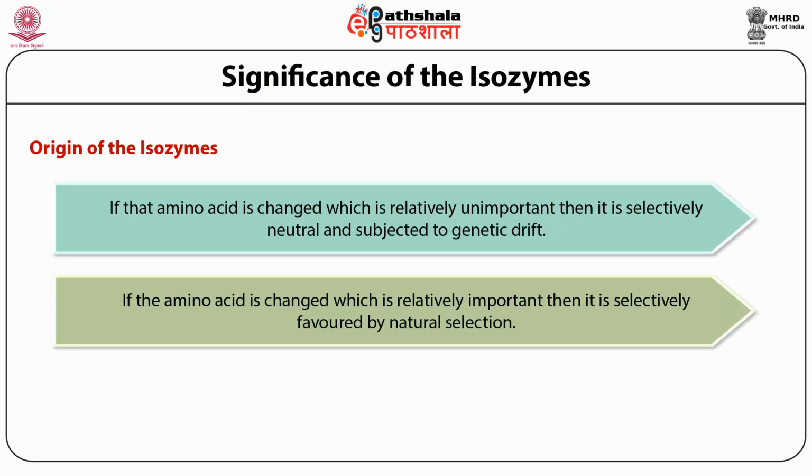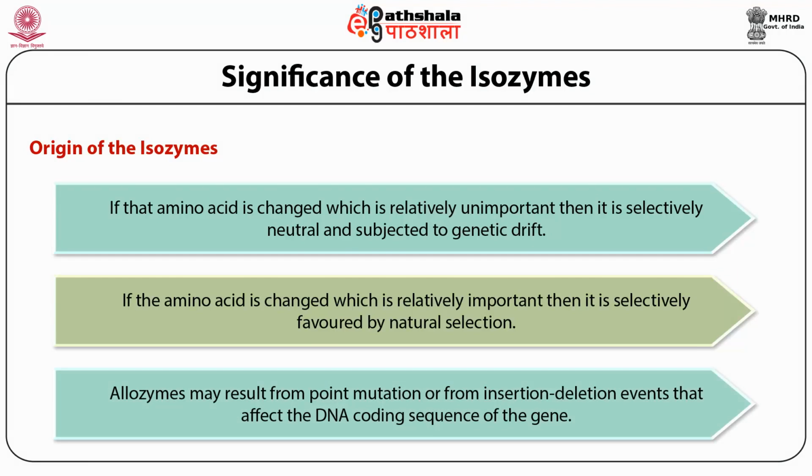So that means because of mutation we are creating variants, but if a variant is performing some other function, then it has been selected by natural selection, but if they are not performing any other function, they are converted into pseudogenes. Allozymes may result from point mutation, or from insertion and deletion mutations after the DNA coding sequence of the gene undergoes mutations.